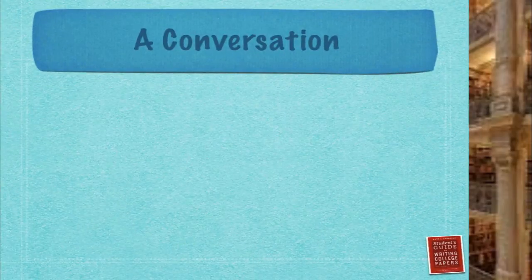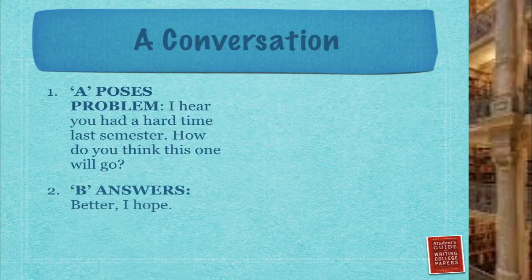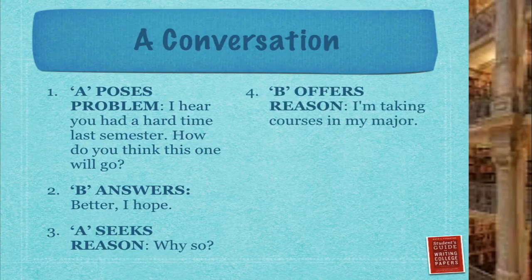So here's an example conversation that comes from Kate Turabian's book, and I think it gives a good example of maybe the way a normal conversation would look, but how we then can apply that to our paper writing. So person A poses a problem. I hear you had a hard time last semester. How do you think this one will go? Person B responds, better, I hope. A then seeks an answer, why so? Or why, in other words, why do you think that'll be better? B offers a reason, says, I'm taking courses in my major.